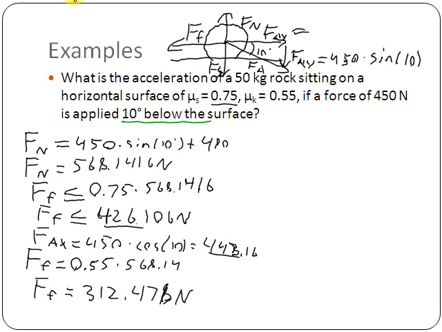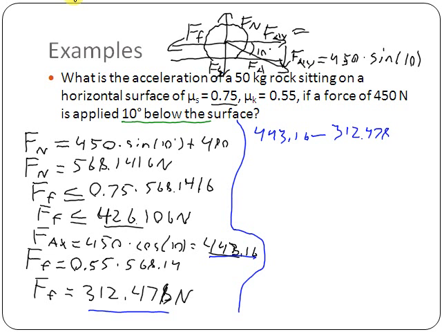And so to find the acceleration, we're going to have to find the net force. So looking at things, in the x direction, which is the direction it's going to accelerate, there are only two forces, FAX and FF. So our net force, mass times acceleration, would have to be equal to our FAX force, which is 443.16, minus the frictional force, because it's going to be in the opposite direction. The frictional force we found is 312.478. And this is going to be equal to the mass, which is 50, times the acceleration.